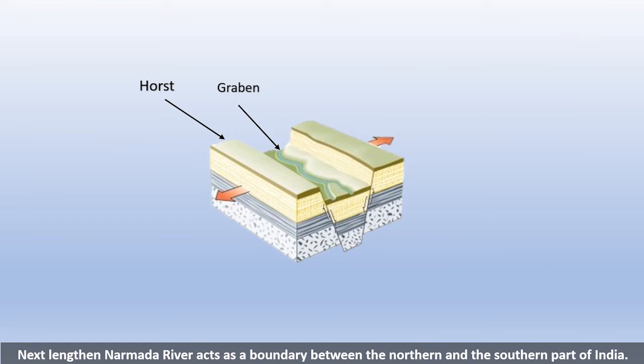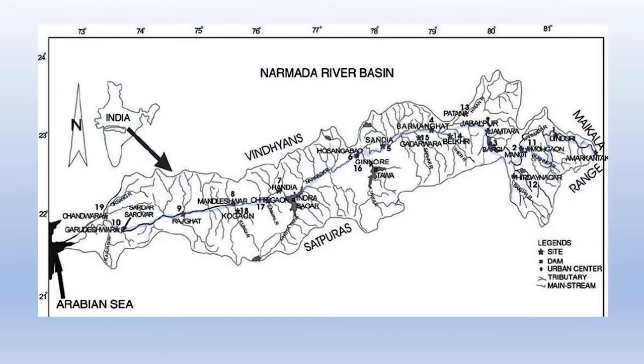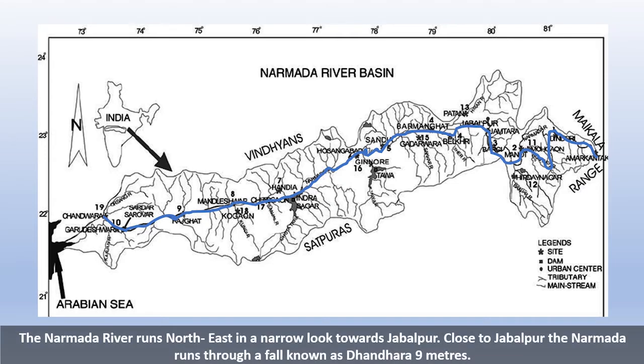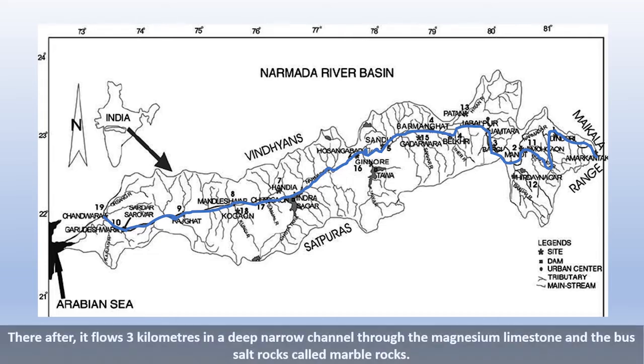The next para basically tells us that the Narmada River is India's fifth largest river flowing in an east-west direction for 1,312 kilometers. The Narmada River, which flows through the Rift Valley and was created by faulting, is the largest west-flowing river. The Narmada River, which is being lengthened, serves as a border between India's northern and southern regions. The Narmada originates in the Amarkantak Hills of Madhya Pradesh in a small tank known as Narmada Kund.